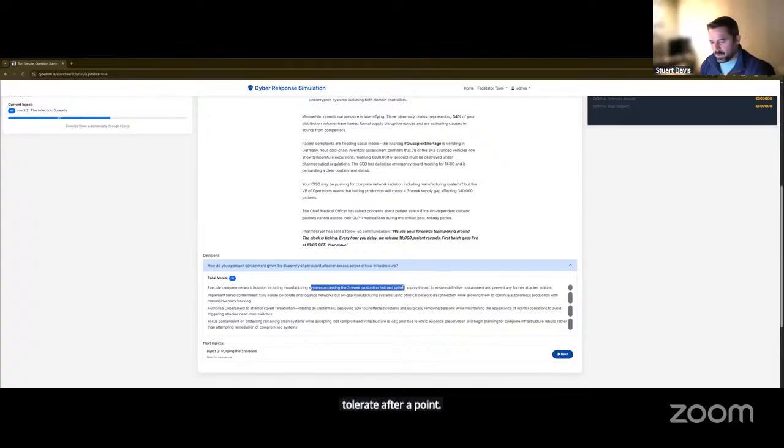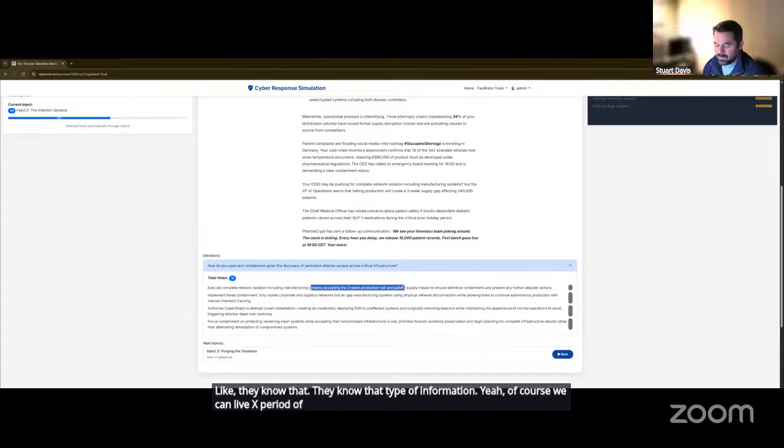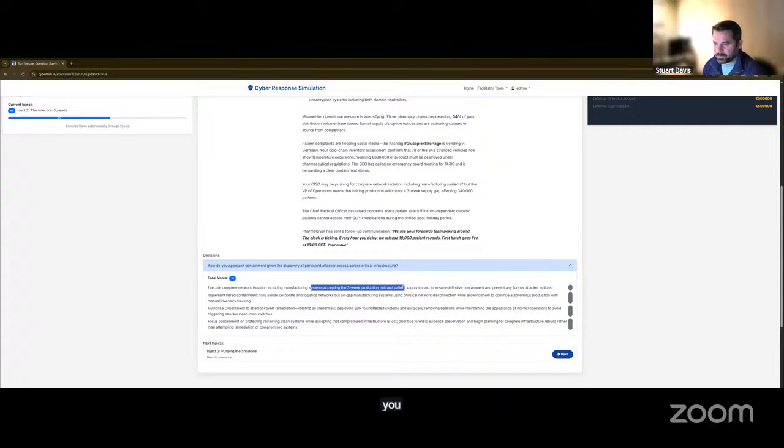So from an ops point of view, do you feel as though that's something that businesses are able to do easily? Like they know that type of information? Yeah, of course we can live X period of time without systems running.